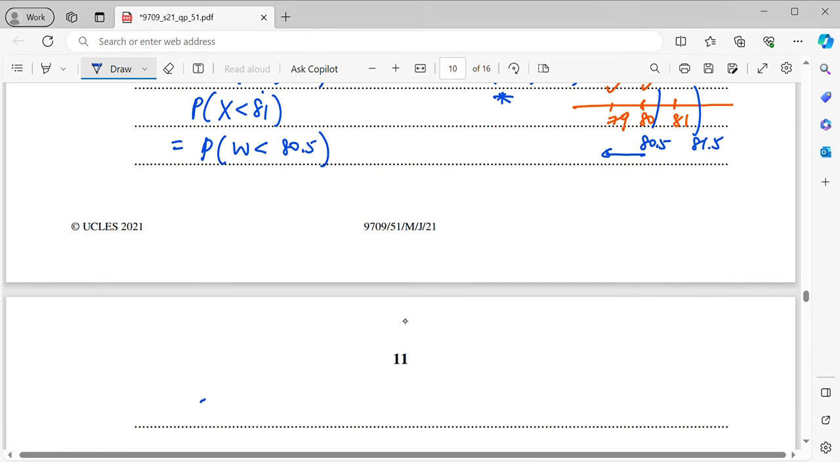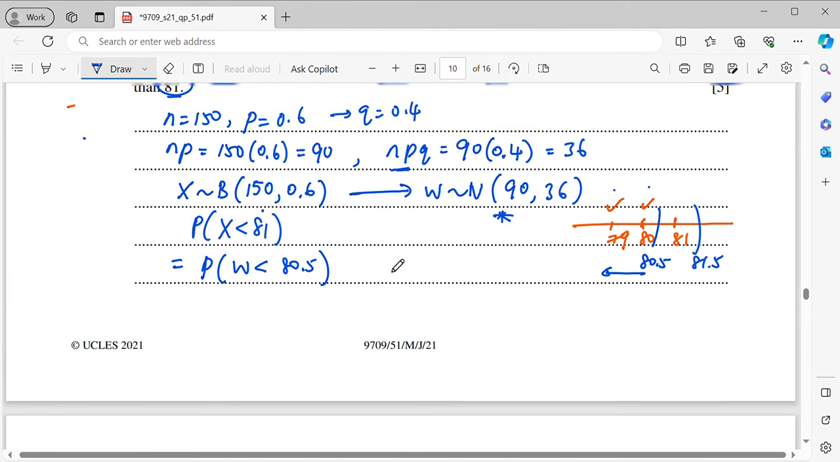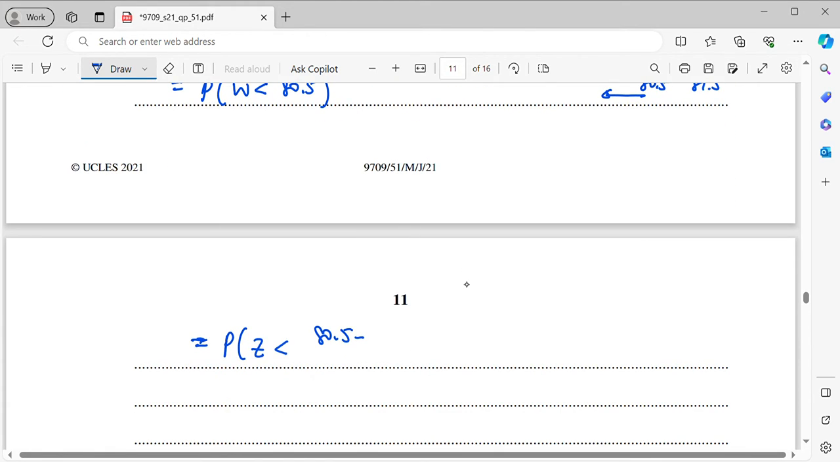Okay, so my working becomes P(Z less than (80.5 minus the mean 90) over standard deviation 6. So I will write minus 90 over square root 36, or you can just write over 6, no problem. Then from here, you will be getting Z less than negative 1.583.